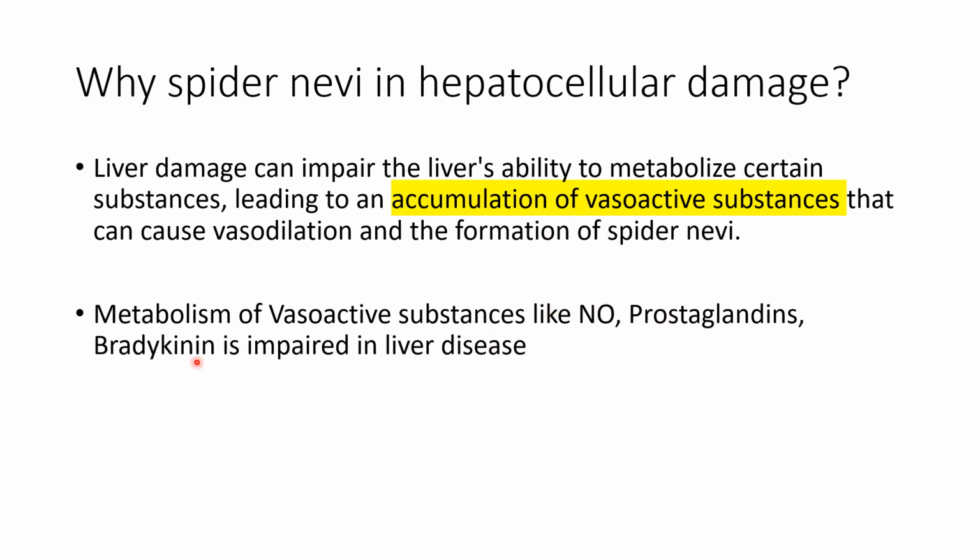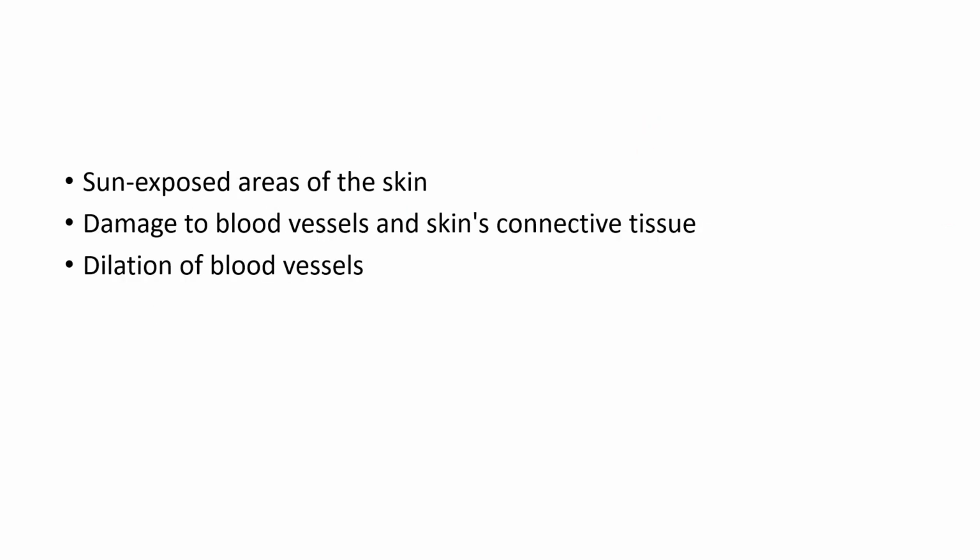Normally, these vasoactive substances are metabolized by the liver. Now liver failure is there, so the hepatocytes are not able to clear nitric oxide, prostaglandins, and bradykinin. So these vasodilator substances will start accumulating in the blood, leading to vasodilation, and that will cause formation of spider nevi in hepatocellular damage. Just to summarize, it is most commonly seen in the sun exposed areas of the skin, where the UV radiation can damage the blood vessels or sometimes cause vasodilation. Now coming on to summary.